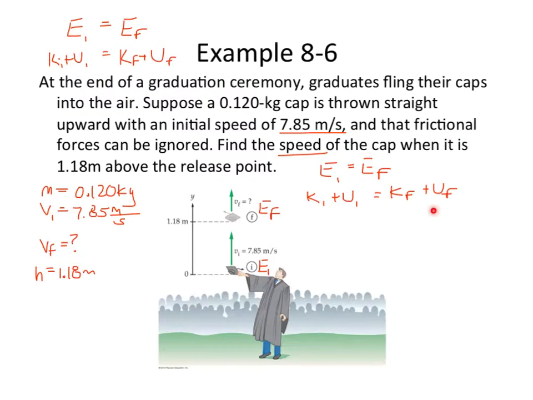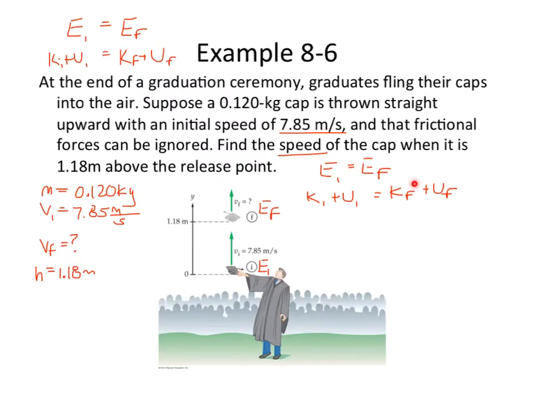But we want to find the final speed of the cap right there. So which one of these values is going to have final speed in it? Well, it's obviously not these because these are initial values. Final speed is going to be in our kinetic final right there. So we're going to solve for that final speed where it's inside that kinetic final. But it means that we need to write out our values in a little more detail.